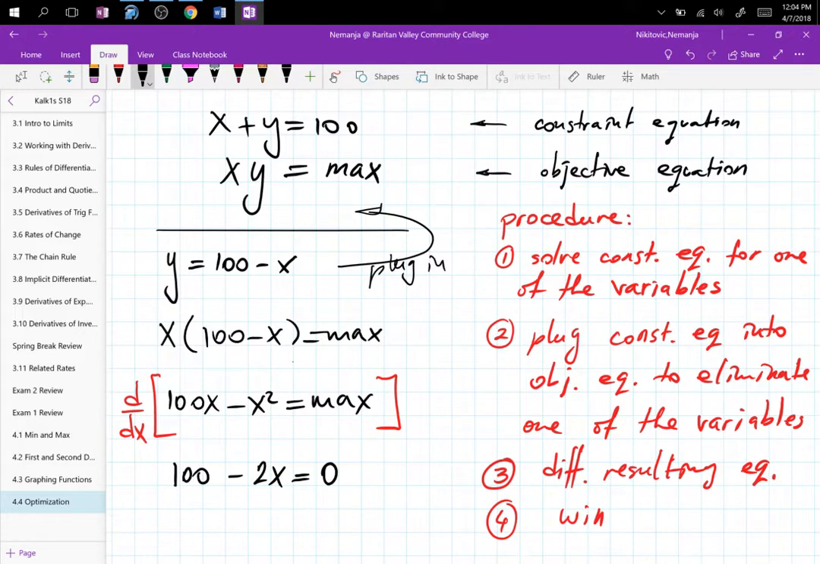Because let's say that two numbers that you pick are 30 and 70. So 30 times 70 is 2100. So max is 2100. Let's pick 100 and 0. 100 times 0 is 0. Again, a constant. No matter what you pick for x and y, when you multiply, you always get a number. Derivative of a number is 0. So every time you differentiate the max, you get 0.